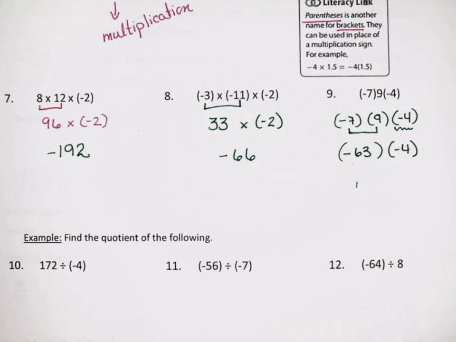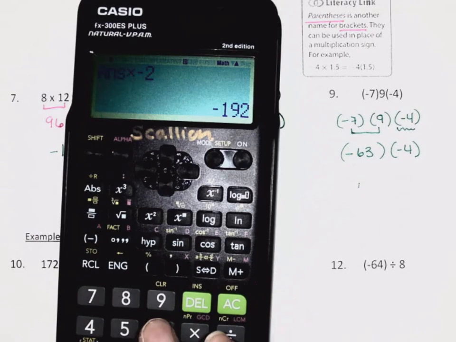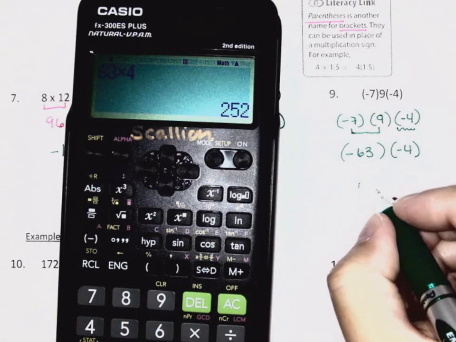63 times 4. So I'm going to do it in my head. 60 times 4 is 240. And then 3 times 4 is 12. So 240 plus 12 is 252. I'm going to try that on my calculator. 63 by 4. 252. Look at me. And we know it's positive.